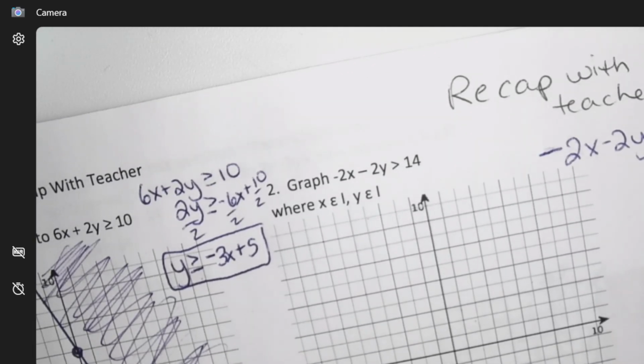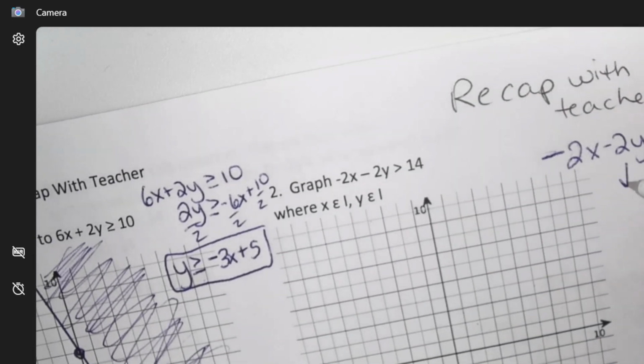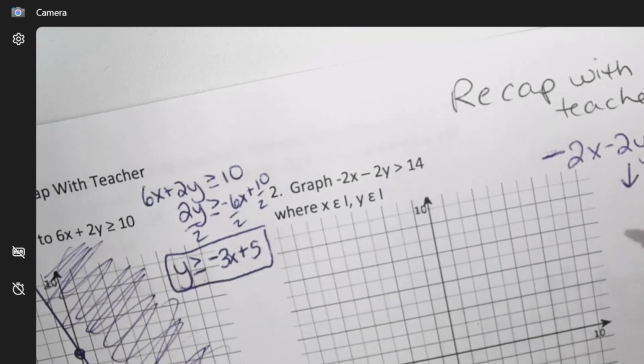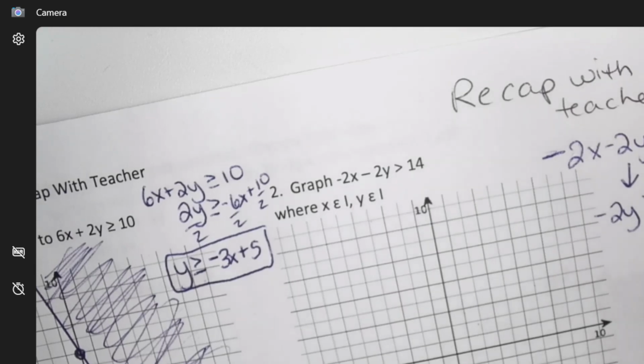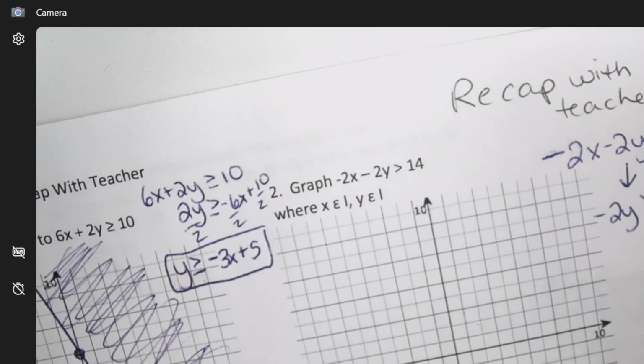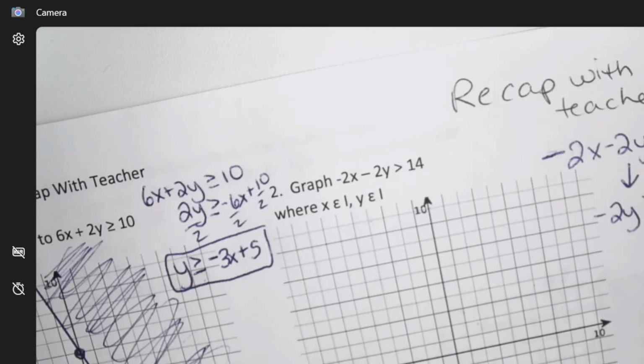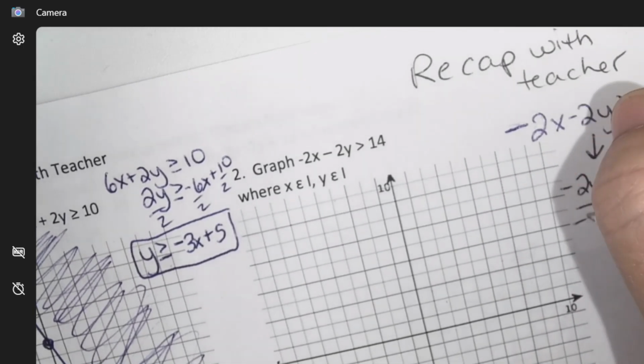Okay, same algebra stuff. Ready? I'm going to keep the y unit. So negative 2y is going to keep greater than. I'm going to be moving the x to the other side. So positive 2x. The 14 was already there, so plus 14 is also just staying. Then to get y alone yet, one more thing. Divide by negative 2.